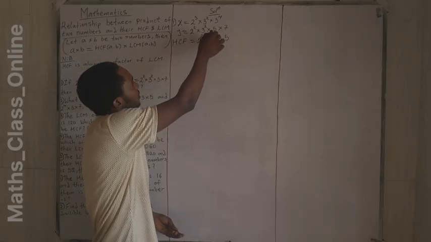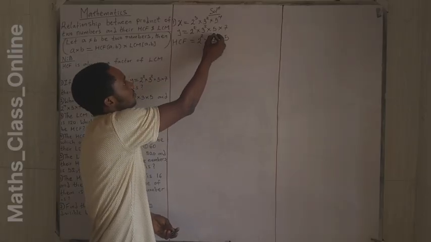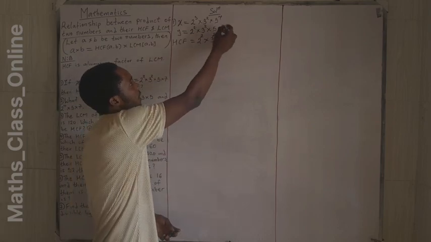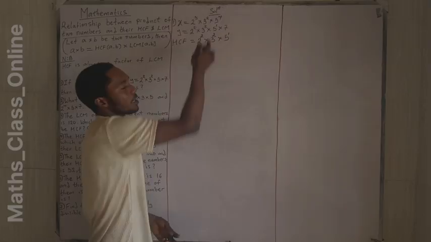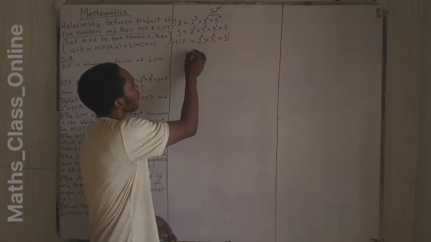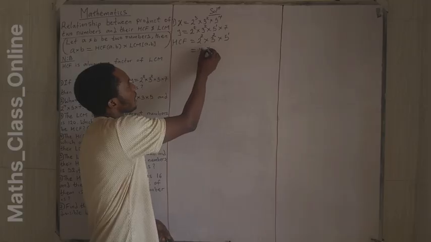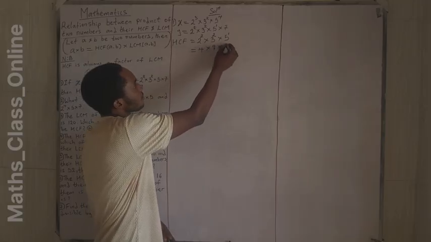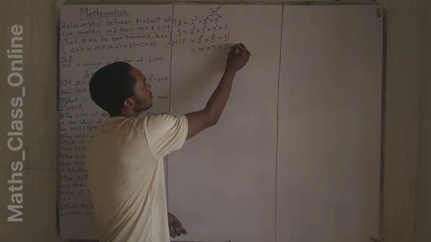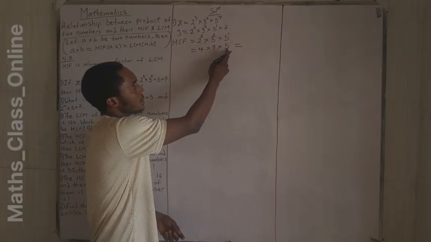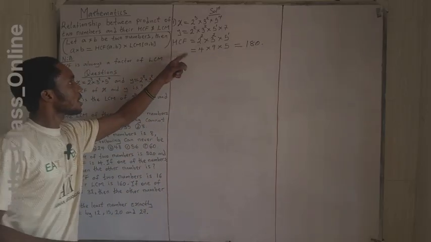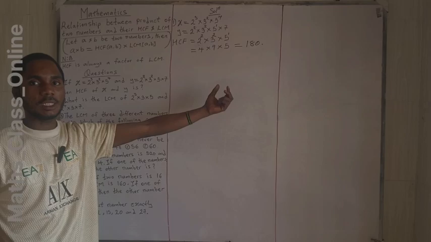The least power of 3 is what? We have 2 here. That means we write 2. And the least power of 5 is 1. The power of 5 here is 1, and the power of 5 here is 4. Between 1 and 4, which one is the least? That is 1. This is equal to 4 times 9 times 5. And this is equal to 4 times 5, 20, times 9, that is 180. The HCF of x and y is 180.